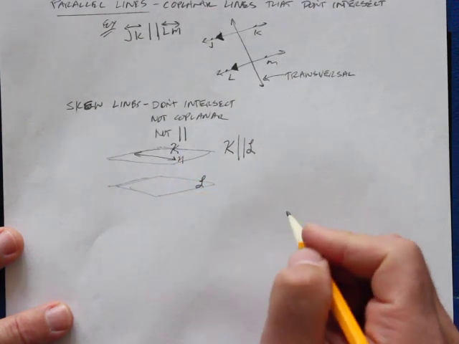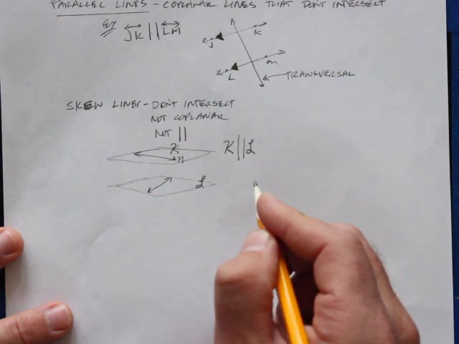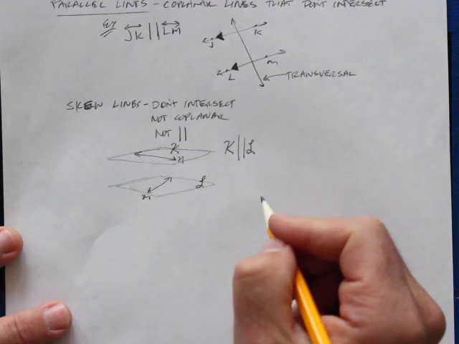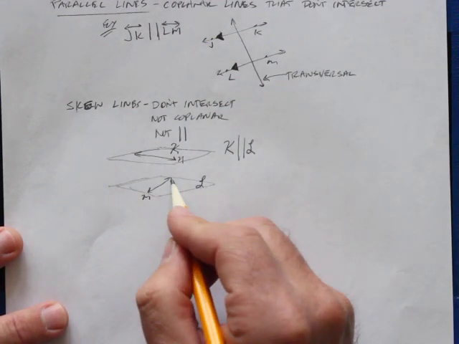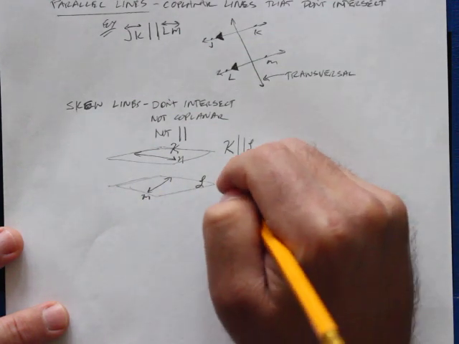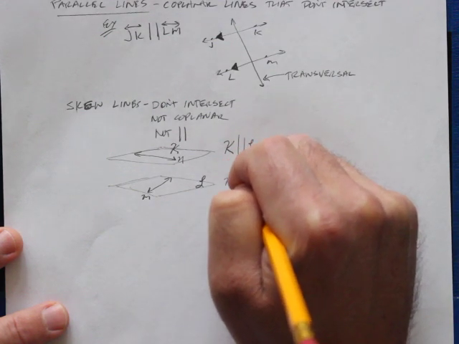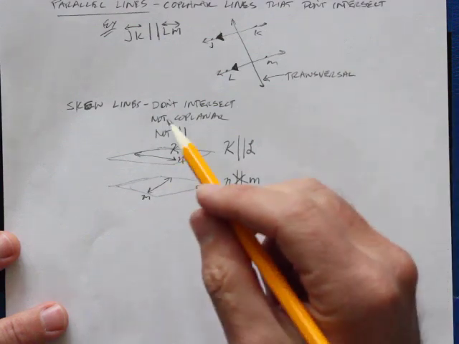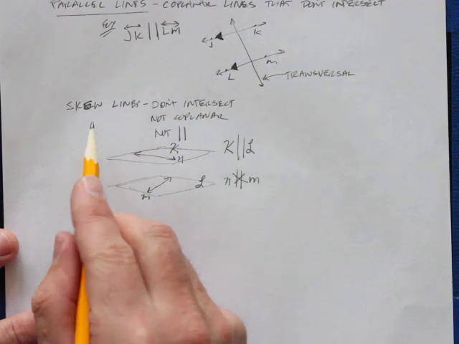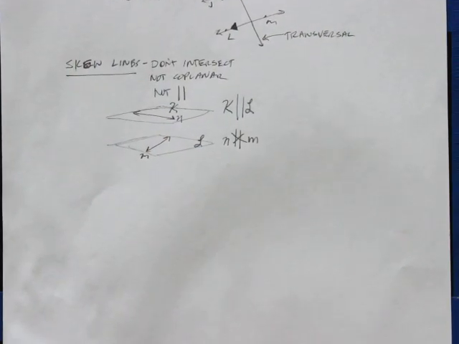that's inside plane K, and I can have a line M that's contained in plane L. Notice how N and M are not parallel, they're not going the same direction, but still they will never touch. So N is not parallel to M, but they will never intersect, so they are called skew lines. They're skew. They'll never intersect, but they are not parallel.